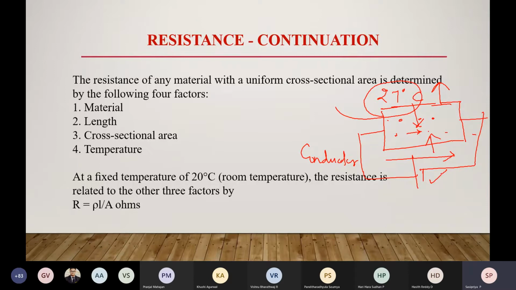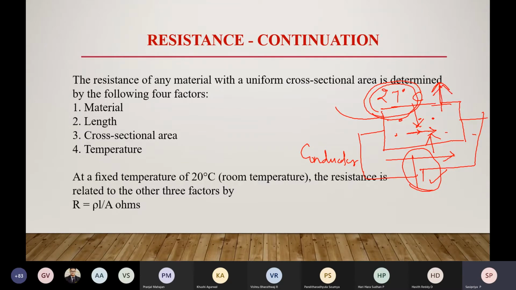Let me repeat. Already we have some external electrical energy supplied to this material, because of which there is going to be a movement of electrons, so there is a current flow. Now let us assume that this is operated at room temperature. Okay, so suppose the operating temperature increases.